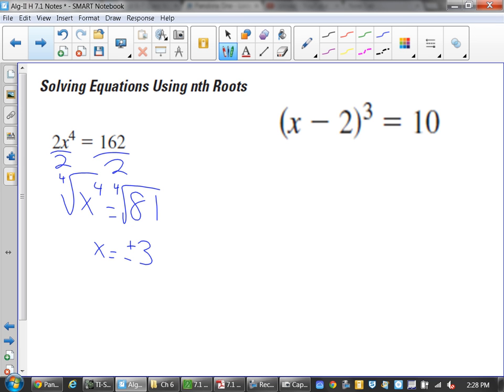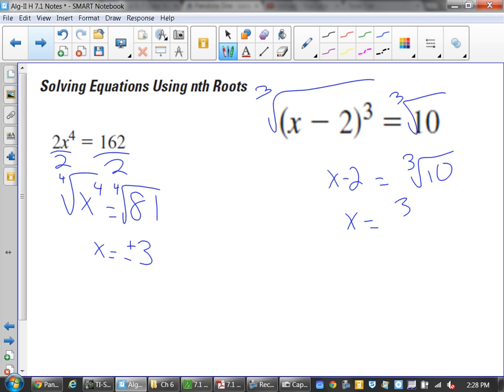Get over it. What do I do first? Third root it. Third root it, yep. I can cube root it. Now this is an example of a problem where you're going to write out both an exact answer as well as an approximate. Because is 10 a perfect cube? No. So I know that x minus 2 is going to equal the cube root of 10. How do I get x by itself? You add 2. So x is going to equal 2 plus the cube root of 10. Good. You're paying attention.